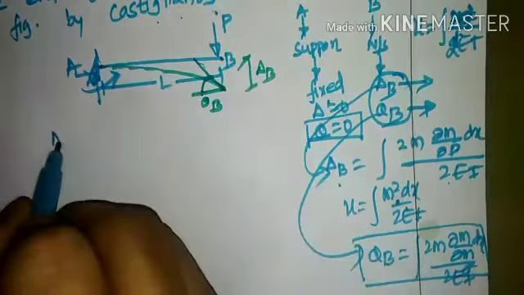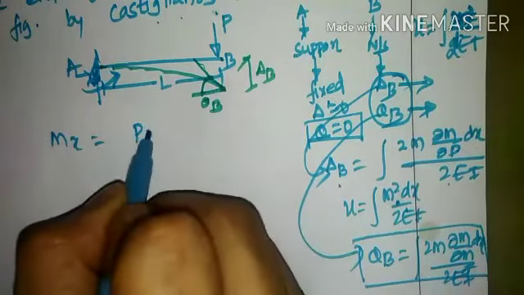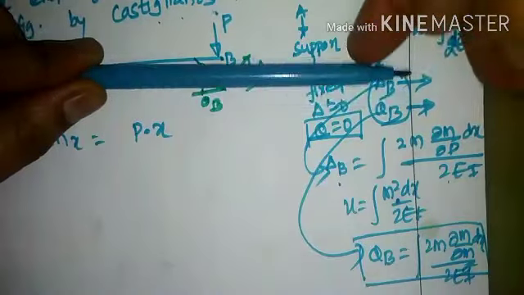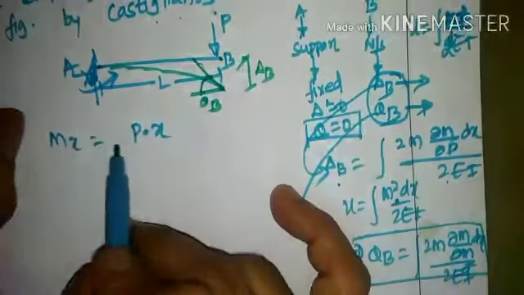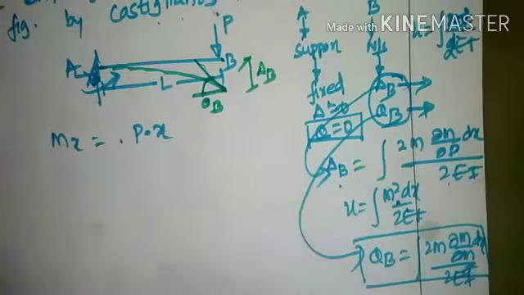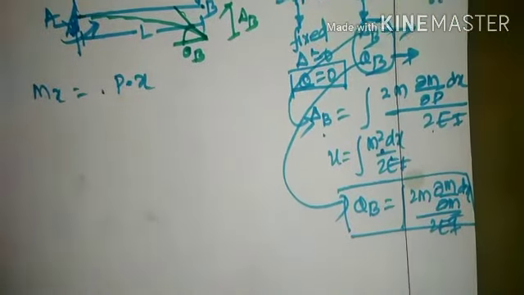So the moment at x will be P into x. The direction of rotation is clockwise with reference to A. P acts towards the right-hand side and will rotate in the clockwise direction. That's why it is positive P into x. Keep this particular term as it is.